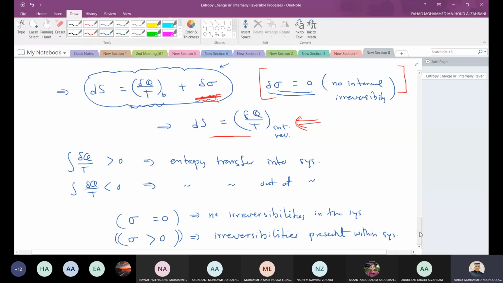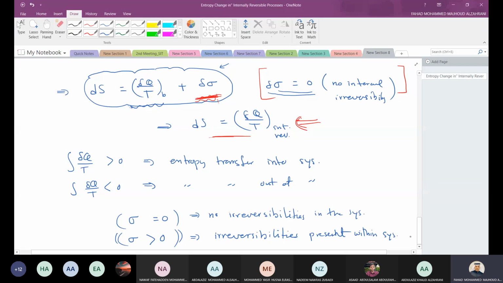And then we said the possible values for sigma, the entropy generation term, are either positive or 0. Either you generate entropy within the system or you don't. If you don't, sigma is 0, which means no irreversibilities in the system. If sigma is positive, there are irreversibilities present within the system. Once we have positive sigma, you cannot remove or reverse it. And this is one of the entropy statements of the second law of thermodynamics. Any questions so far?